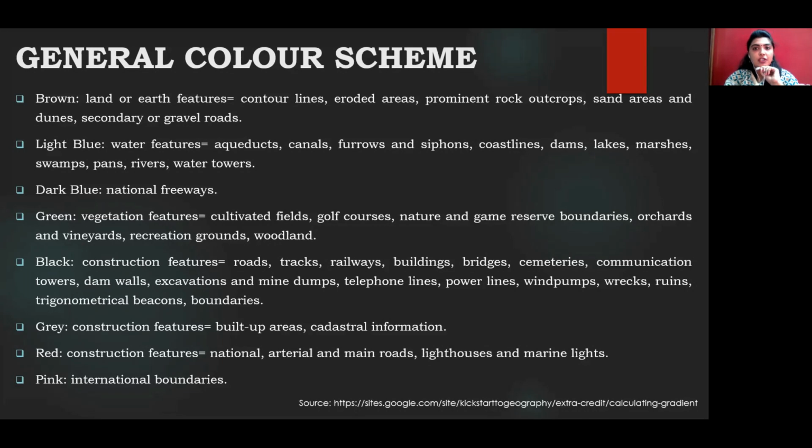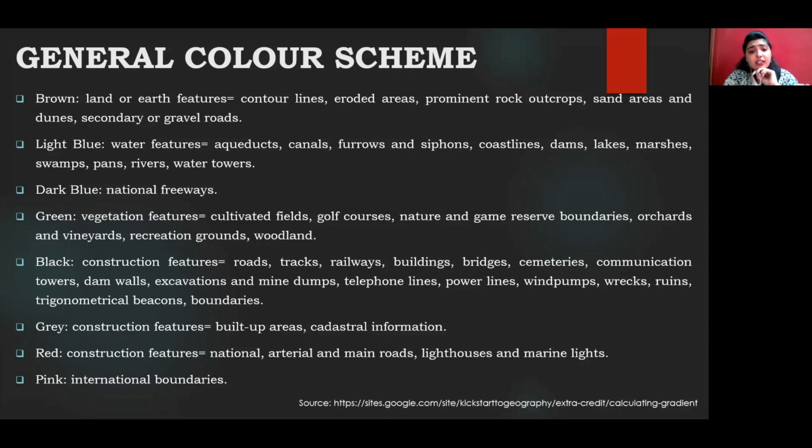Black color is generally the construction features. Railways are shown by black color. At times, buildings are shown by black color. Bridges are shown by black color. Then you have dam walls. There are certain boundaries that are shown in black. You have telephone lines, power lines, all these communication lines, wind pumps. You have wrecks, cemeteries. All these are shown in black color.